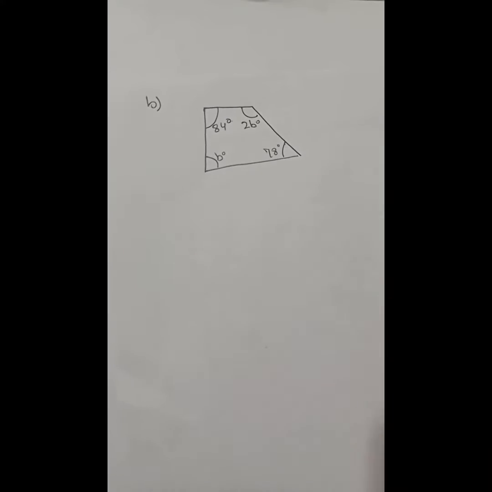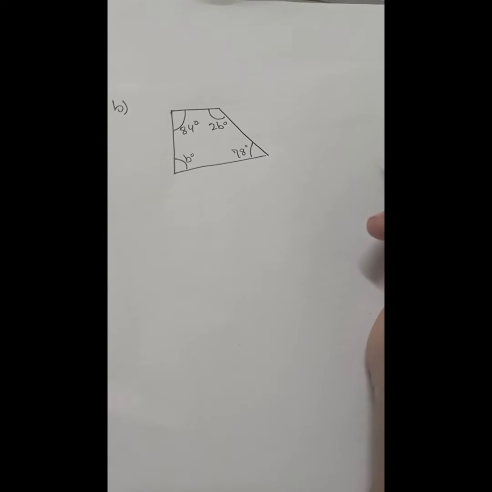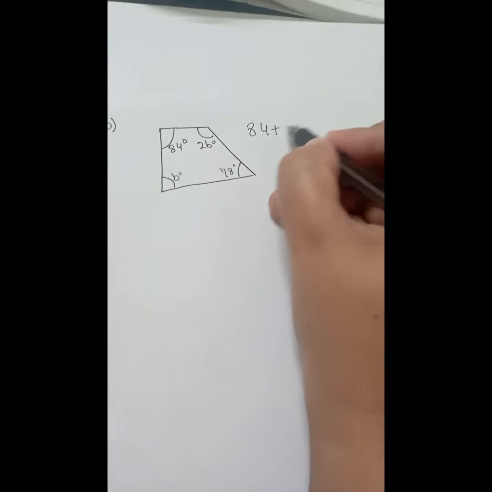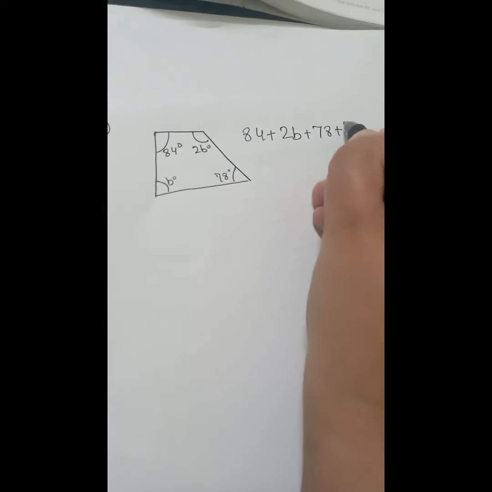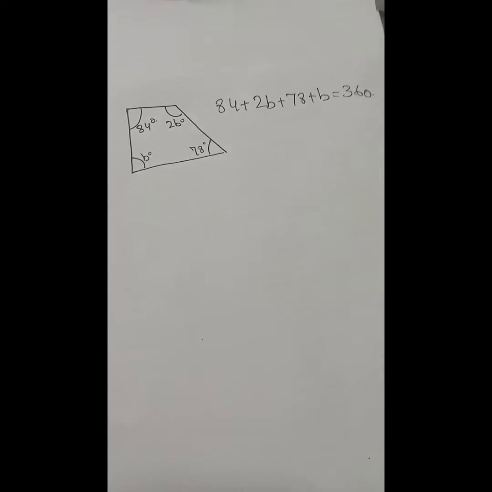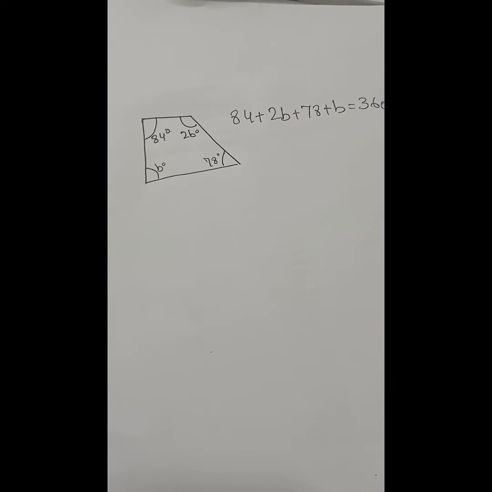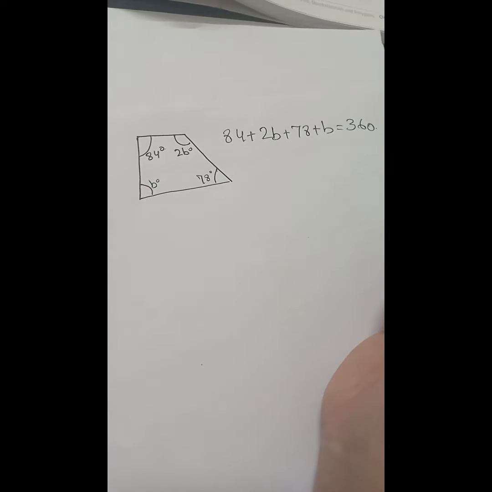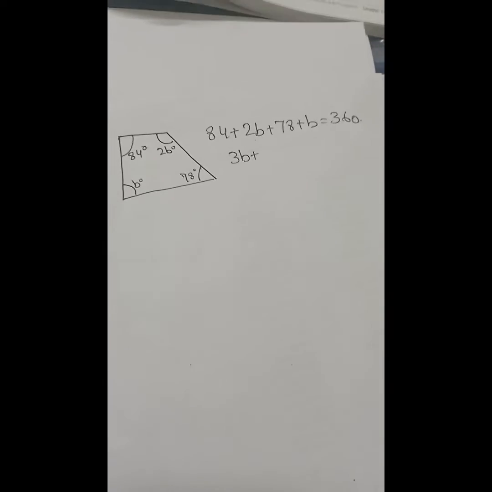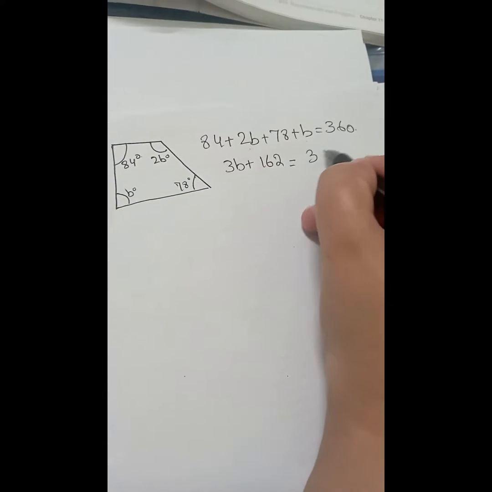110 degrees. Now part B is again a quadrilateral, so we know that the sum of the interior angles of a quadrilateral is 360. So I'm directly adding 84 plus 2b plus 78 plus b, which should be equal to 360, since we have already calculated the interior angle sum using the formula n minus 2 times 180. Now let's add the common terms, 2b and b, which will be 3b, plus 84 and 78, which is 162, and that is equal to 360.